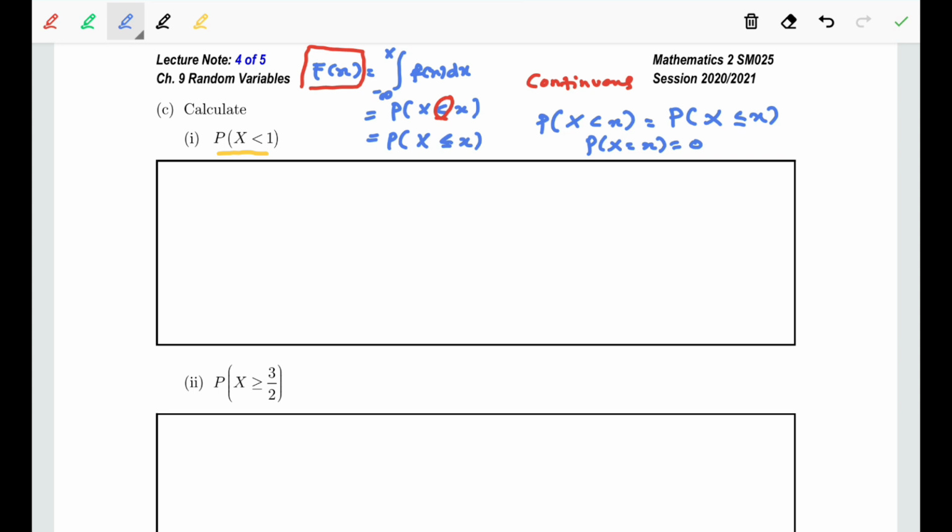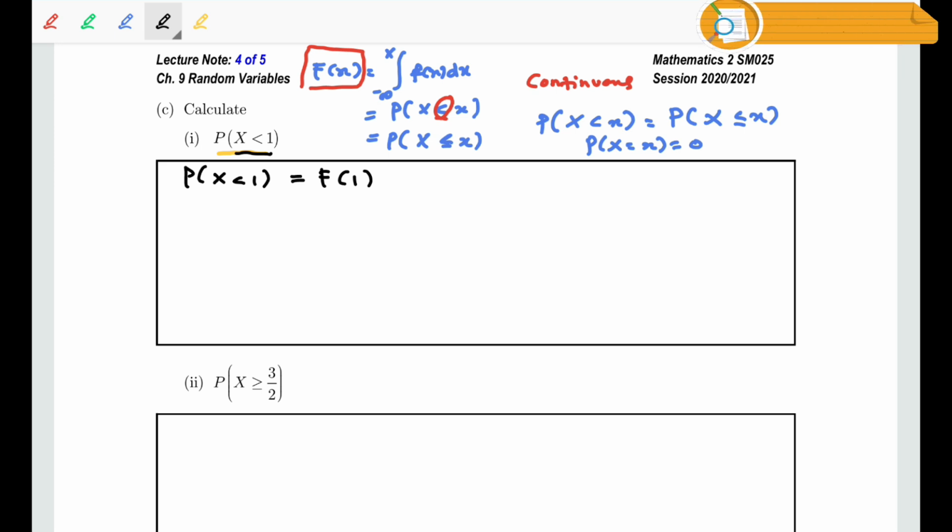So for this question, since it asks for P(X less than 1), it's equal to P(X less than 1), which equals the capital letter F of 1. Why do we convert this into the capital letter F? Since from the previous part we have found the CDF, we already have the cumulative function, so it's better to use the cumulative function to find the probability rather than using the PDF.